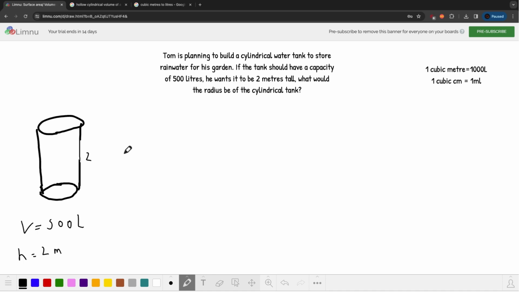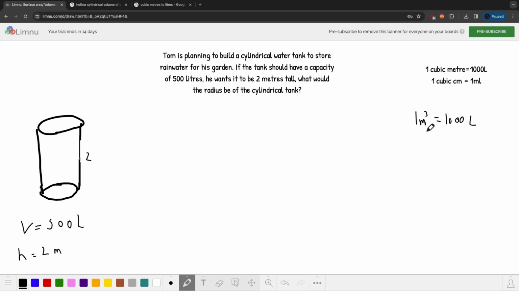See, now we're stuck at another problem. How can we have liters and meters? Those are two completely different units. Like, I can't do kilos and meters. They're just not related at all. But luckily, you should remember this conversion. 1 cubic meter, so 1 meter cubed, equals 1,000 liters.